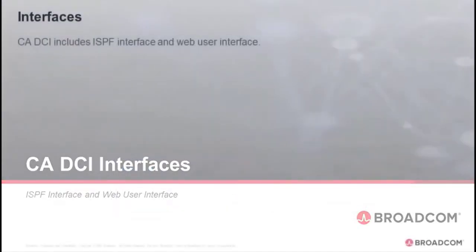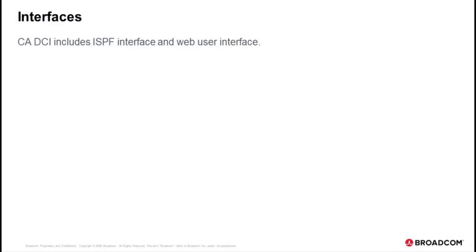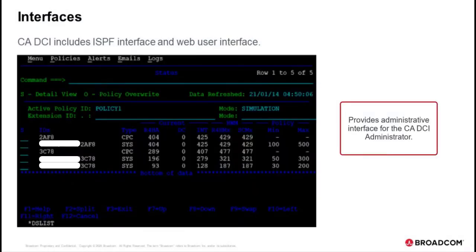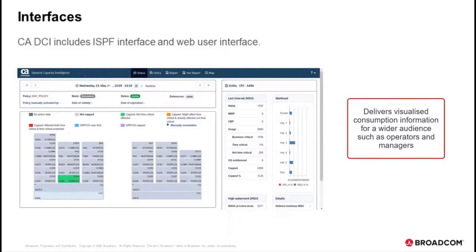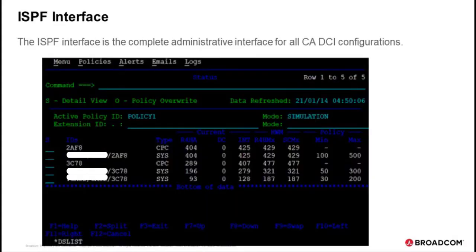Interfaces. CA DCI includes ISPF and web user interfaces. The ISPF interface is a complete administrative interface for the CA DCI administrator. The Web UI is an interface delivering visualized consumption information for a wider audience, such as operators and managers.